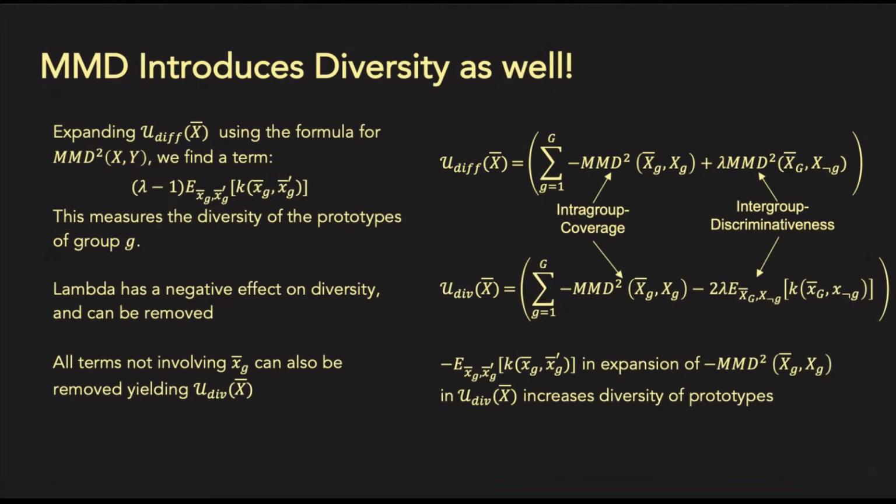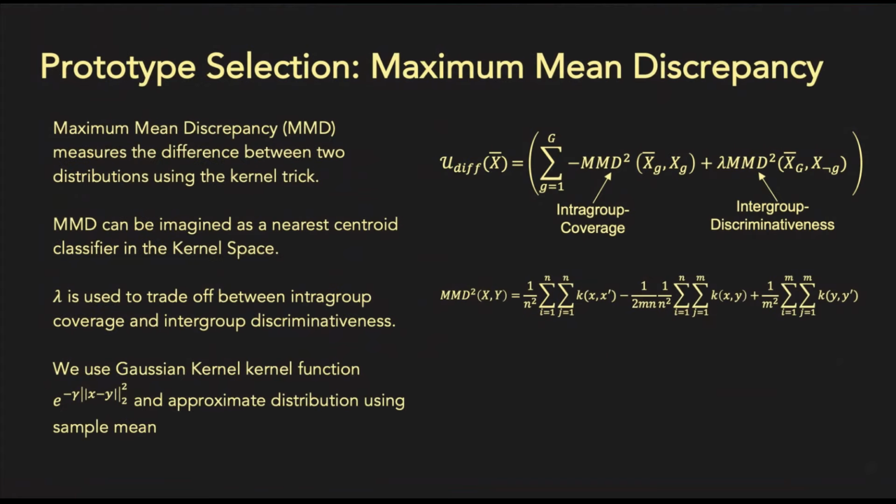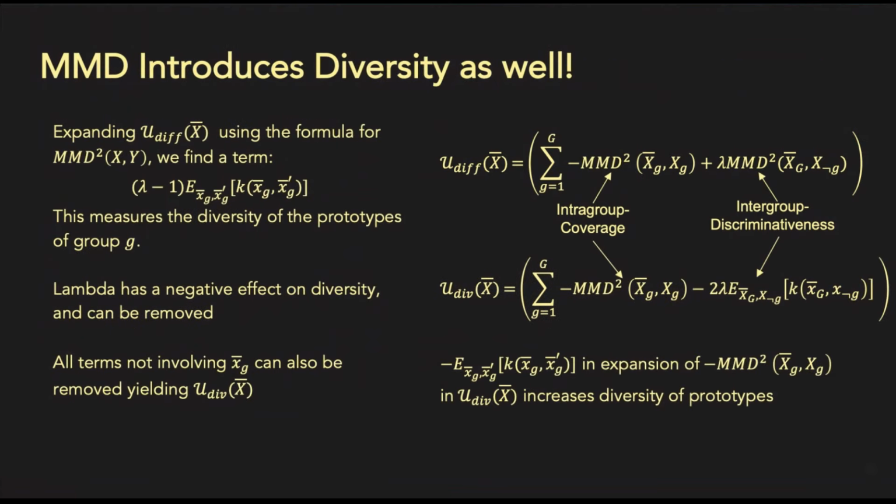One good thing about MMD is that it also introduces diversity. If you remember this expansion, in the formula of MMD square, we have one term that comes out as the expectation of k of xg bar comma xg bar prime, which is measuring the similarity. The kernel of xg bar and xg bar prime measures the similarity between the prototypes, and maximizing the negative of this would increase the diversity.